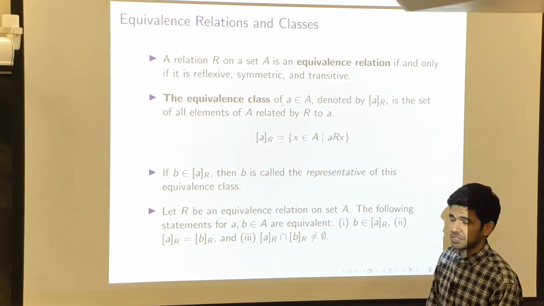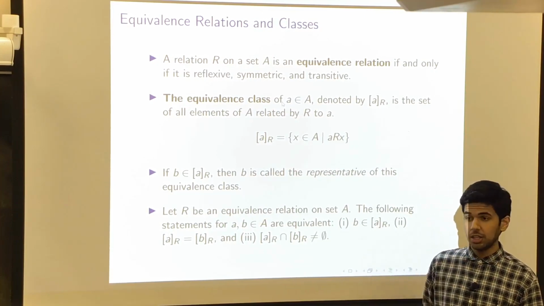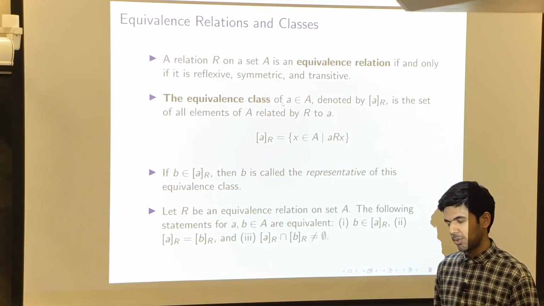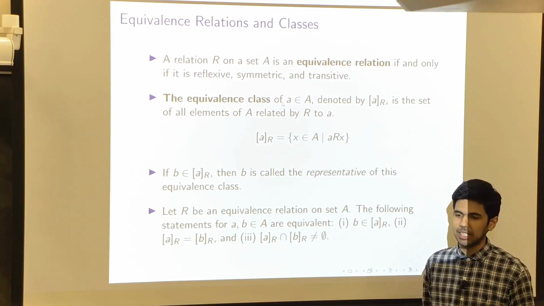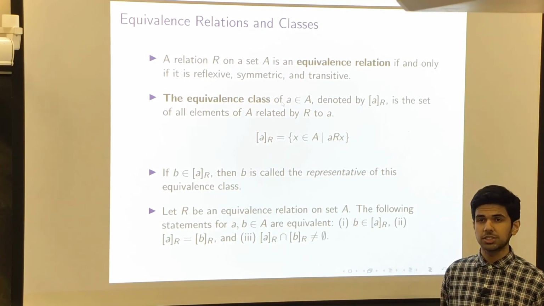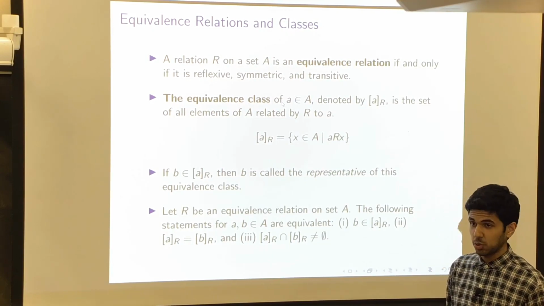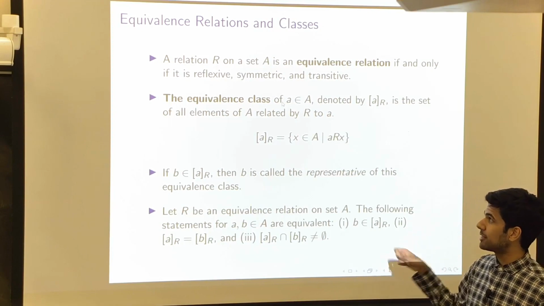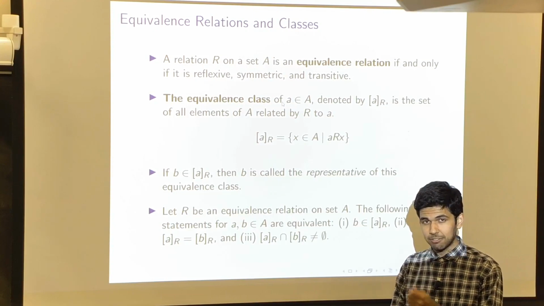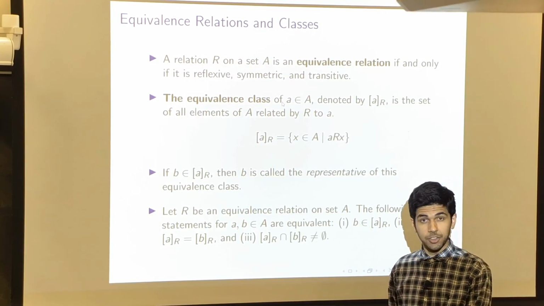Equivalence relations and equivalence classes. Thus far, we have just been looking at relations, and recall a relation is defined on a set, or rather two sets, but they can be the same set, and a relation is a subset of the cross product. Equivalence relations are a special type of relations. In fact, we say a relation is an equivalence relation if and only if it is reflexive, symmetric, and transitive. A relation must have those three properties for us to call it an equivalence relation. It can have the other properties as well.